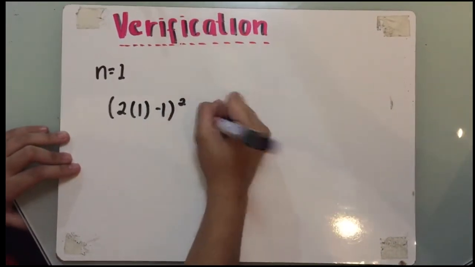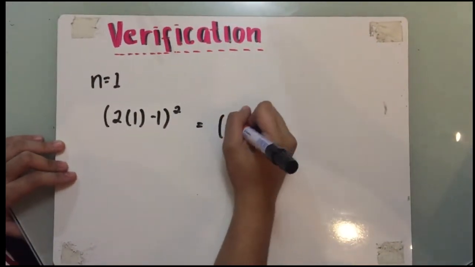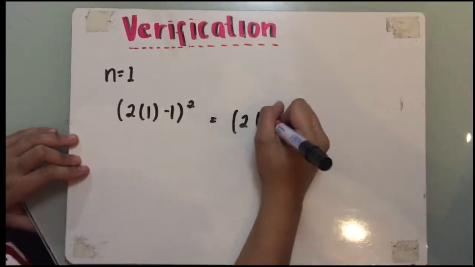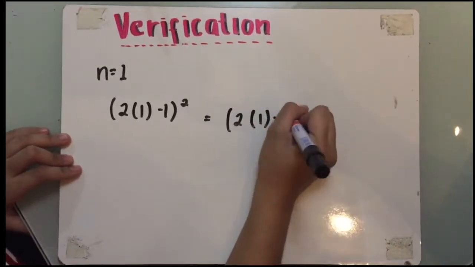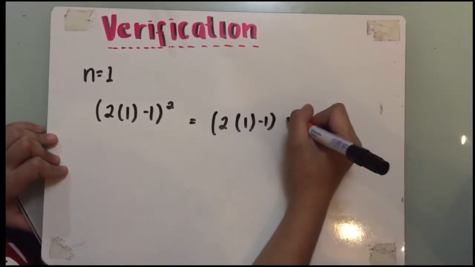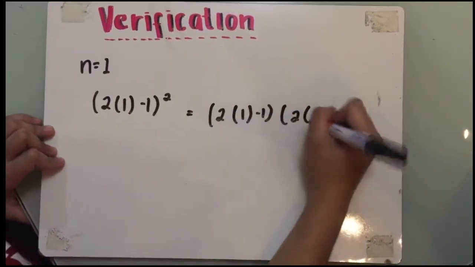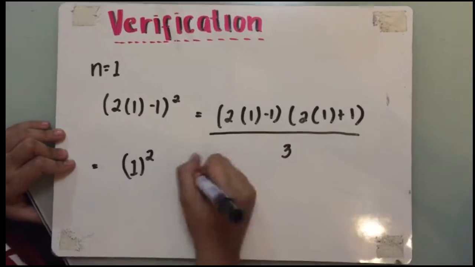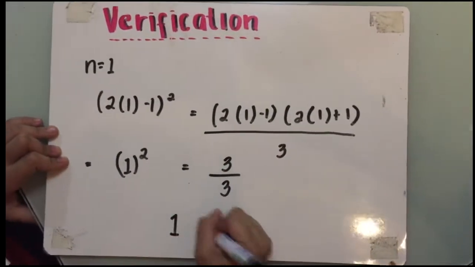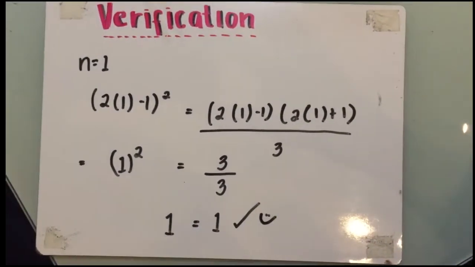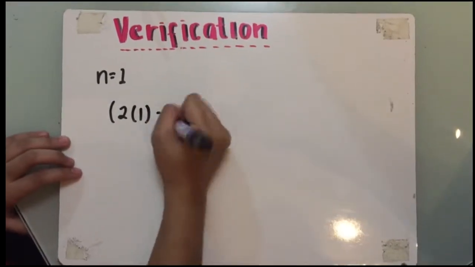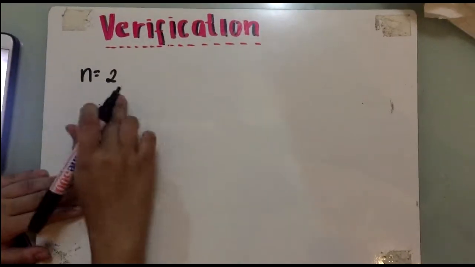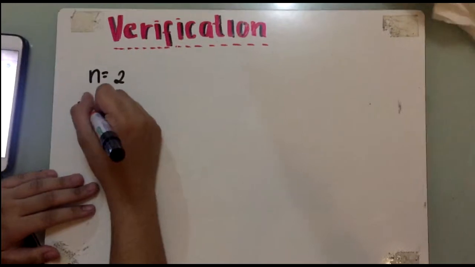So it will be the quantity 2 times 1 minus 1, quantity squared, equals 1 times the quantity 2 times 1 minus 1 times the quantity 2 times 1 plus 1, all over 3. So the answer will be 1 is equal to 1. So they are equal, so it is true and verified.